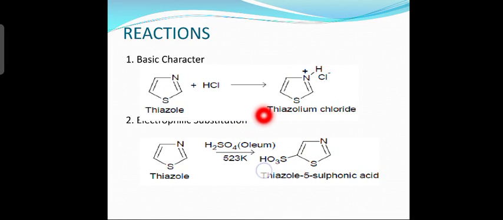Now thiazole is very resistant to substitution reactions, due to the presence of two electronegative heteroatoms. Under vigorous conditions it may be sulfonated because of comparatively larger pi electron density, and substitution takes place at position 5. You can see here it reacts with oleum at 523 Kelvin. At the 5th place a sulfonic acid group is introduced. So electrophilic substitution takes place at the 5th position. Thiazole 5 sulfonic acid is obtained.